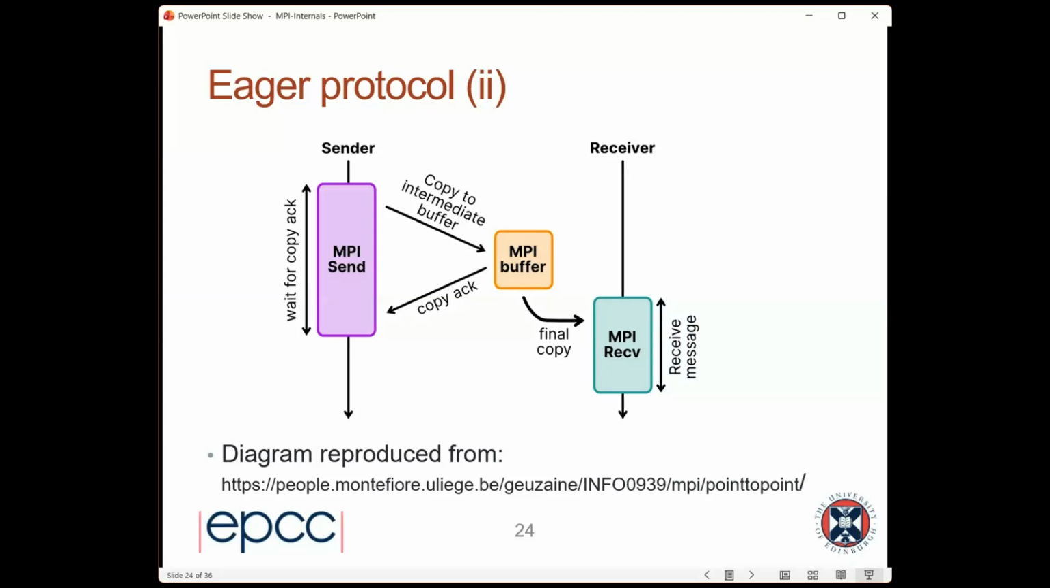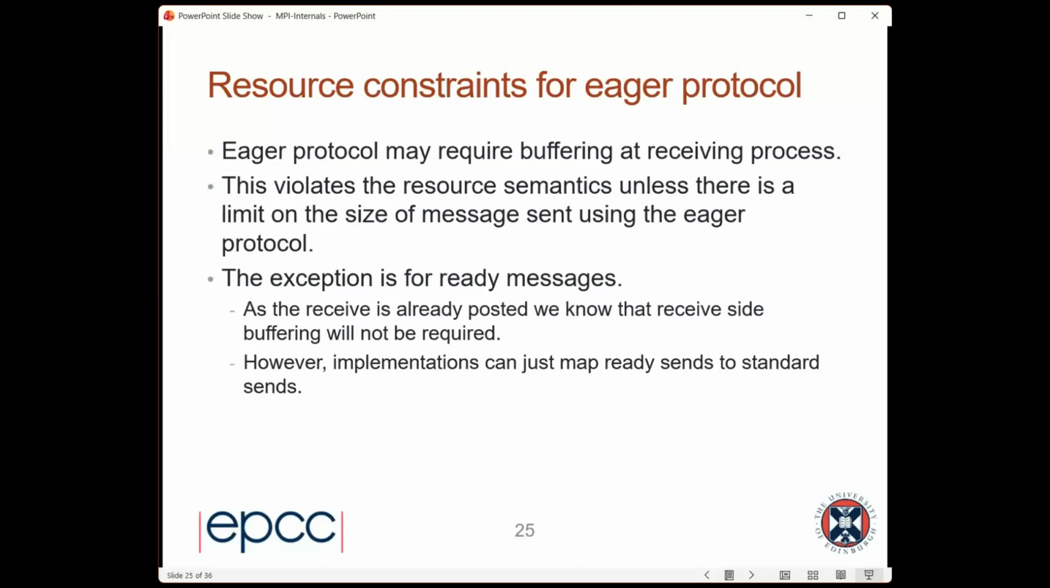However, this cannot be what happens all the time, because if you send a really large message, if you send a gigabyte, there's no way the receiver is going to be able to store multiple messages of a gigabyte. So for large messages, in practice, you need to do a different protocol. The resource constraints, apologies: the eager protocol requires buffering at the receiving process. This violates the resource semantics that we have to have a finite amount of resources associated with MPI. And so basically we can only do the eager protocol for small messages. I'll skip the statement about ready messages here because I've decided that ready messages are not something to talk about.